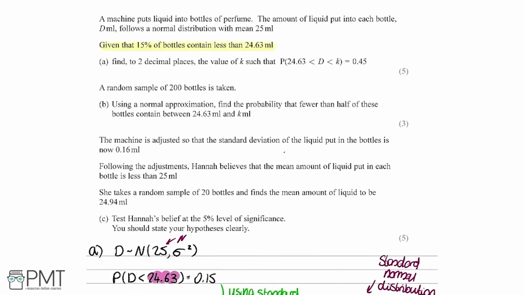Now we've done all this work, we can look back at what part A wants us to find. We need to find, to 2 decimal places, the value of k such that the probability of D being between 24.63 and k is 0.45.